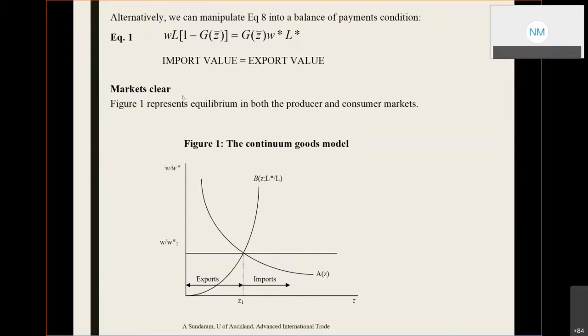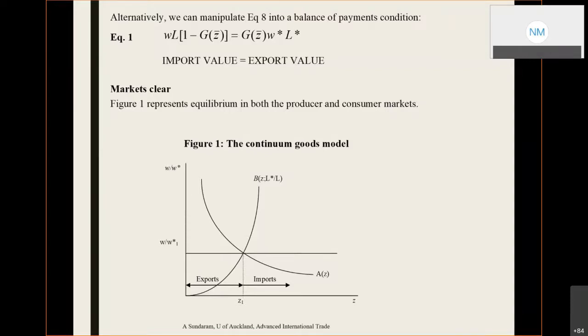Now, market clearing is when both the producer and consumer markets are in equilibrium. That means it's the intersection of the A line and this B line that I'm going to draw onto this graph. So the B function that I defined earlier, I'm going to draw on this particular graph, and the intersection is going to give us the equilibrium relative wages and the proportion of goods that home produces and what foreign produces.